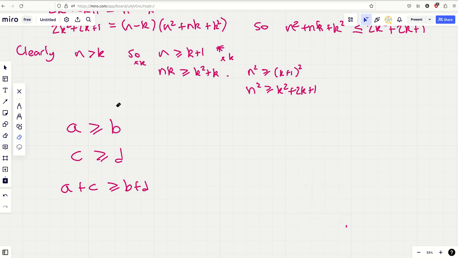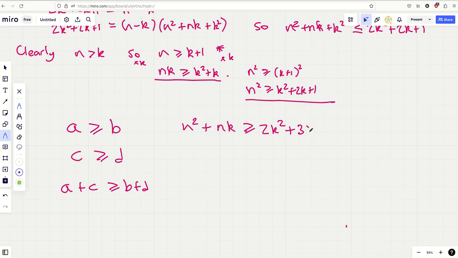Sorry, gone off on a bit of a tangent there, but I just want to explain I've got two inequalities now, this one and this one, and I can add them, giving me n squared plus nk is greater than or equal to, because if this is bigger than this one, and this is also bigger than this one, then the combined adding of the two big ones is going to be greater than or equal to the combined adding of the two smaller ones. Now when you add that to that, you get 2k squared plus 3k plus 1.